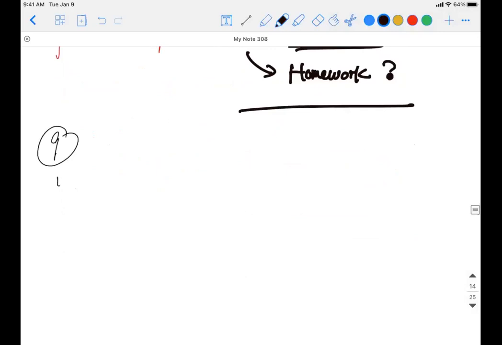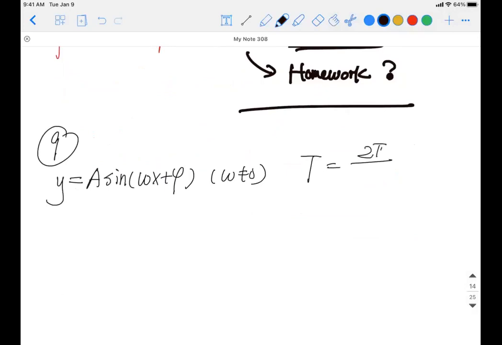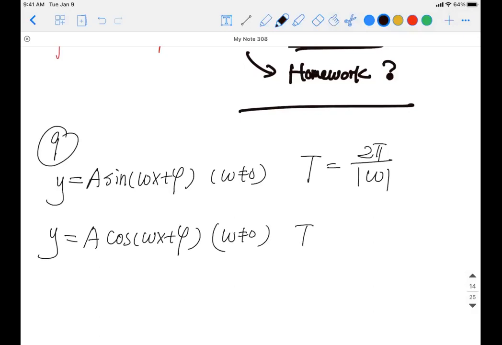So if I have a trigonometry function A sine(omega x plus phi), of course, omega cannot be equal to 0. So the T for such a guy is 2 pi over the absolute value of omega. Omega can be positive, negative, right? We just want to write 2 pi over omega's absolute value. A cosine(omega x plus phi), T will be 2 pi over omega, exactly the same thing. Because like I said, sine, cosine is nothing but if you just do a quick switch, right? Move left, move right, and then you're good to go.